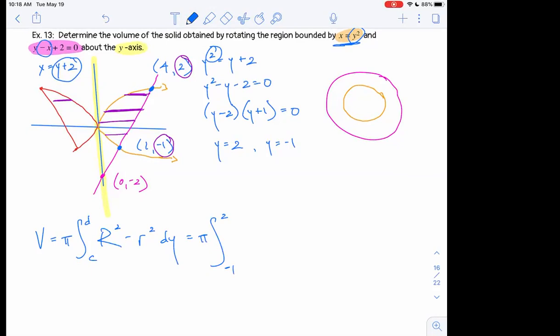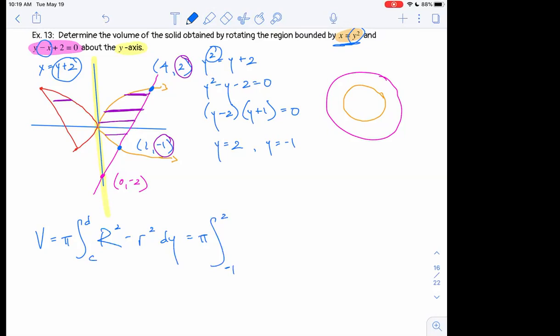Is it the linear one or the quadratic one? The linear. It's the linear one, right? Because the pink curve is further away from that axis of revolution. It is the right curve on every single one of those purple lines.